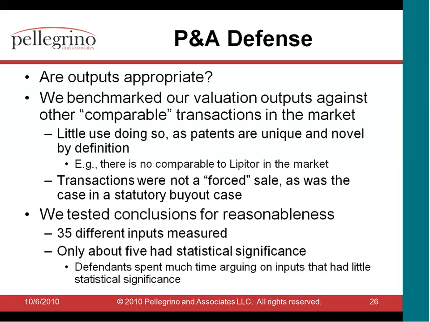We wind up ultimately testing the conclusions for reasonableness, not only on the inputs, but also on the outputs. We found that there were about five variables that had statistical significance, and we found that the defendants in particular spent a lot of time arguing on stuff that wasn't even in the top 15. And so, when you get below 5 or 6, you can imagine that the statistical significance of those really tended to fall through the floor.